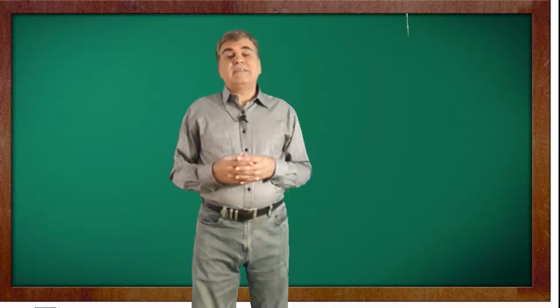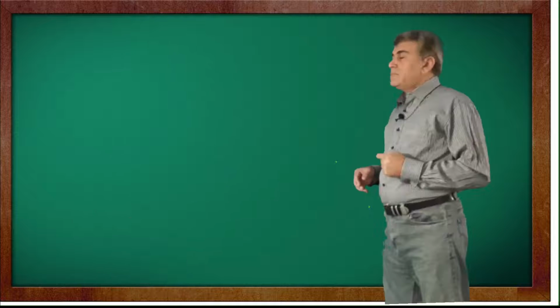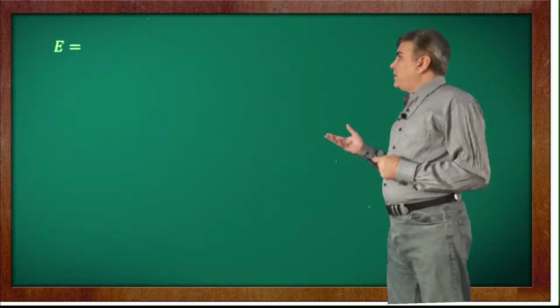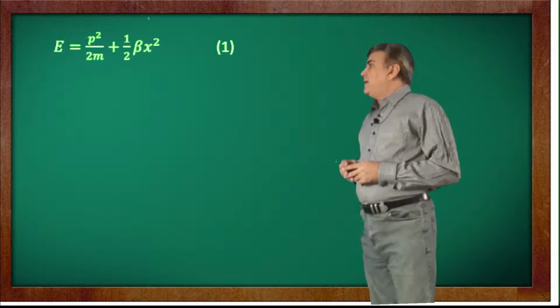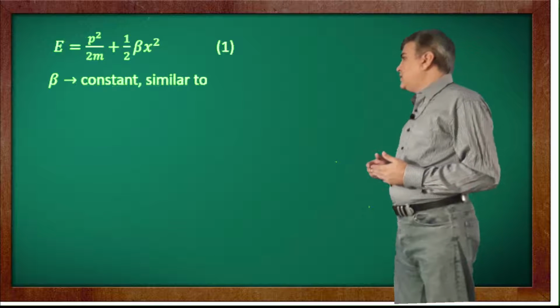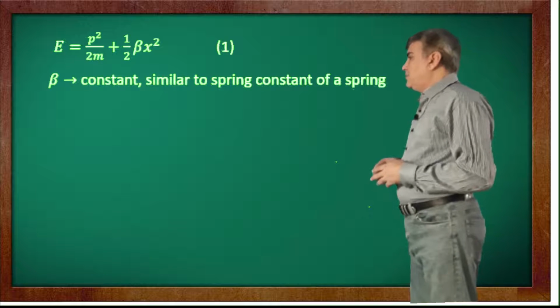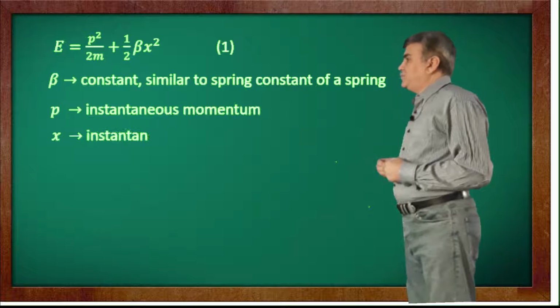The first assumption of Planck's theory was about the constituents of the walls of a black body. That is, he assumed the constituents to be harmonic oscillators. We know from elementary physics that the energy of a harmonic oscillator can be expressed in the form E equals p squared divided by 2m plus half beta x squared, where beta is a constant identical to the spring constant for a spring. p is instantaneous momentum and x is instantaneous position.